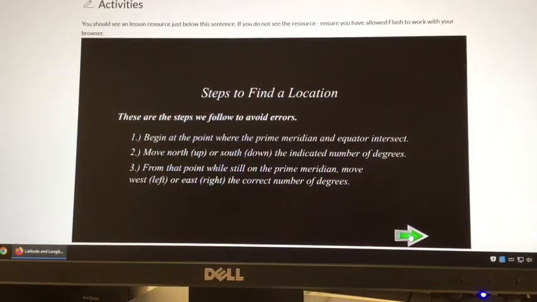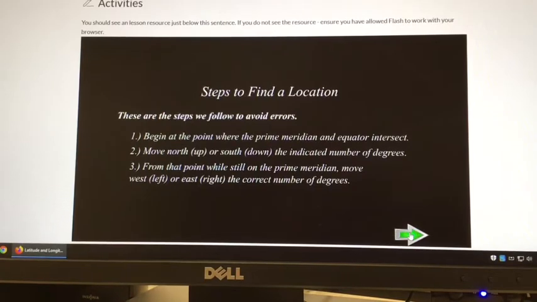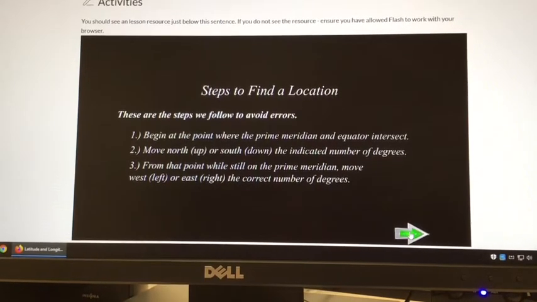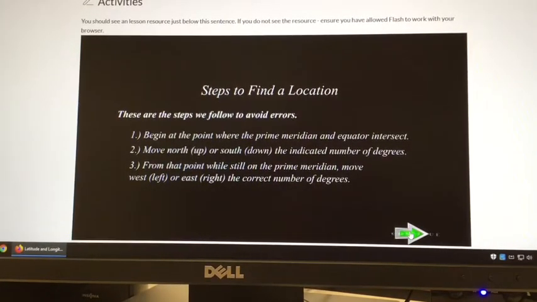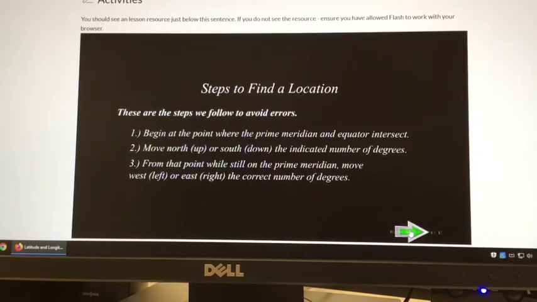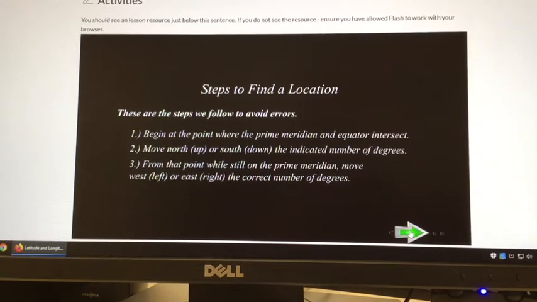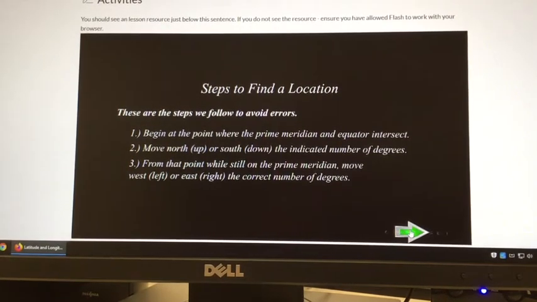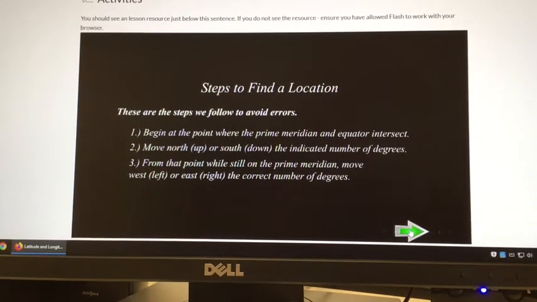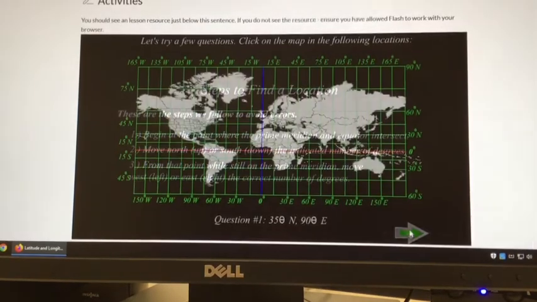Steps to find a location. These are the steps we follow to avoid errors. 1. Begin at the point where the Prime Meridian and equator intersect. 2. Move north up or south down the indicated number of degrees. 3. From that point, while still on the Prime Meridian, move west left or east right the correct number of degrees. Let's try a few questions.